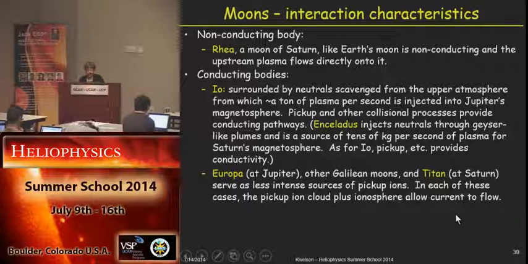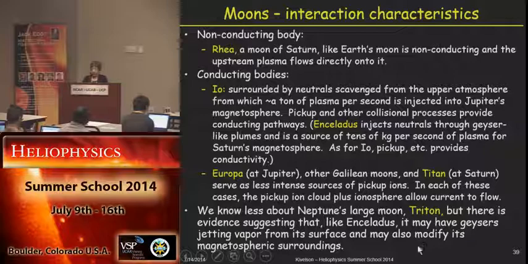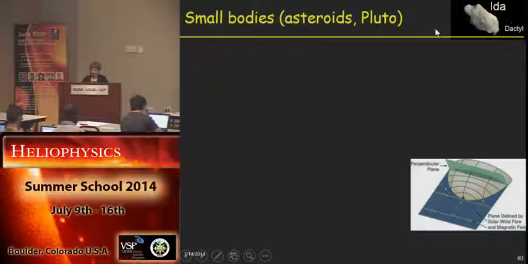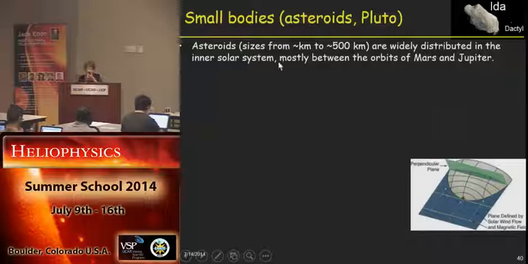We don't know a great deal about Neptune's moon Triton, but there's evidence that it may have geysers and they could jet vapors from the surface and modify its magnetospheric surroundings. Small bodies, so asteroids and Pluto. Asteroids vary in size from kilometers to 500 kilometers. They're widely distributed in the inner solar system, mainly between the orbits of Mars and Jupiter.